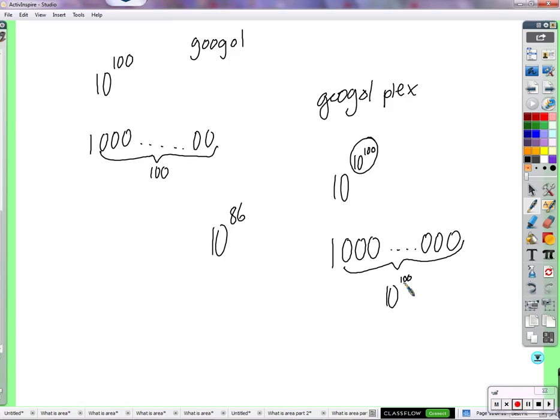Not all search engines are named after large numbers. So Bing isn't named after, no, Bing is named after probably a sound. What's the coolest thing?